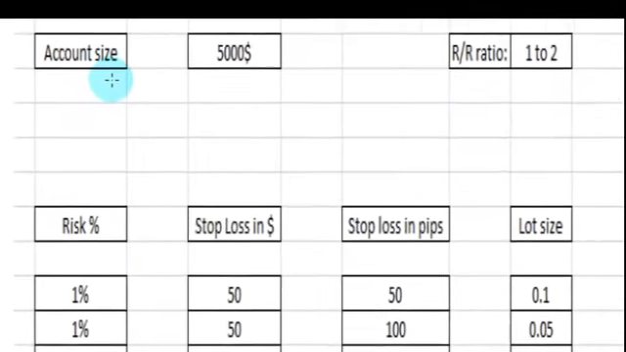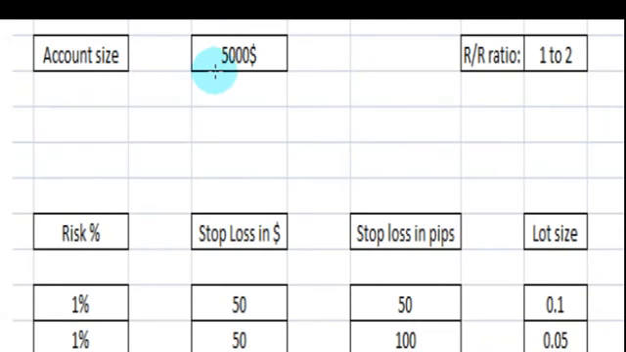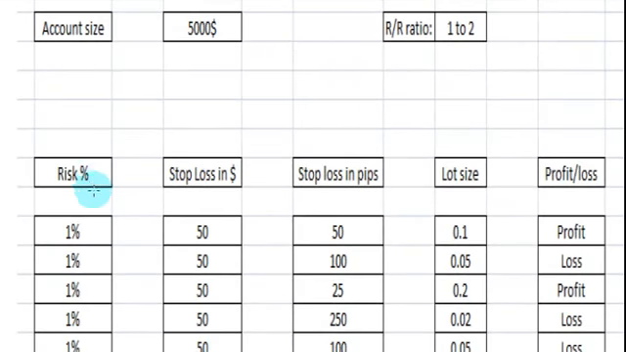I took a normal account size of $5,000, and my risk reward per every single trade will be 1 to 2, the same as the LST is designed to be. My risk per every single trade will be exactly the same, 1% per every single trade. 1% equals $50. My stop loss in dollars will be $50 per every single trade, which is exactly 1% of my account size.